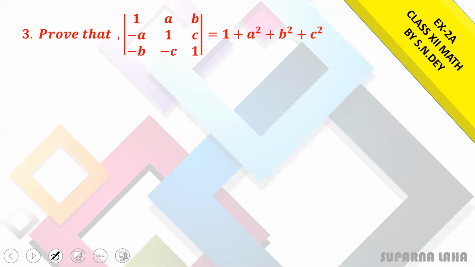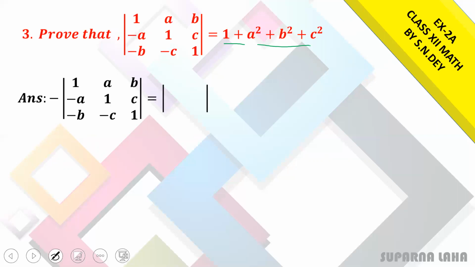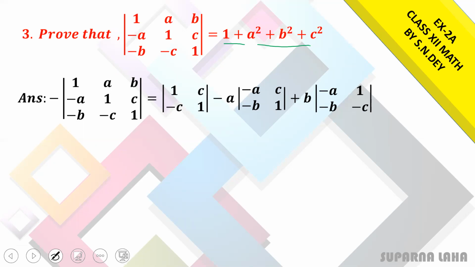Question number 3 from section 4, that is 5 marks questions from this exercise 2A. You need to prove this order 3 determinant: 1, A, B; minus A, 1, C; minus B, minus C, 1. You need to prove that the value of this determinant is given by 1 plus A square plus B square plus C square. Okay, so let's prove it. So this is the LHS: 1, A, B; minus A, 1, C; minus B, minus C, 1.